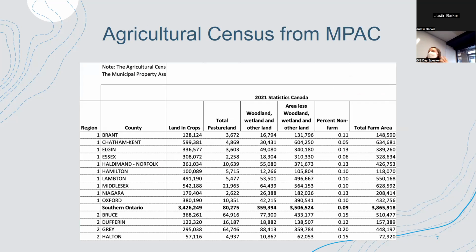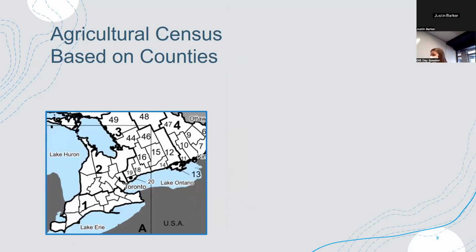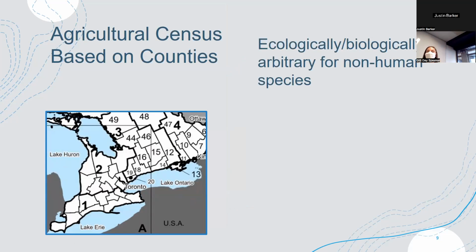They have the different counties and districts. They have the land and crops, total pasture land, woodland, wetland, other land, area less woodland, wetland, and other land, percent non-farm, total farm. This is looking really good. In looking at the areas, they actually cover all of Ontario, which is fantastic. So if we felt like expanding this even further, then we could, and we would still have this. However, I was staring at this map for quite some time, and I realized it was based on counties, which are completely ecologically and biologically arbitrary for non-human species. We're the only ones who care about those.